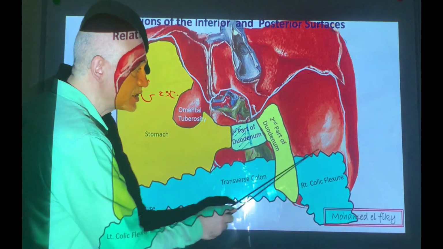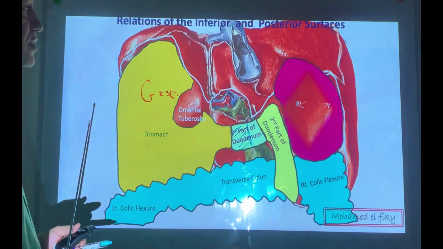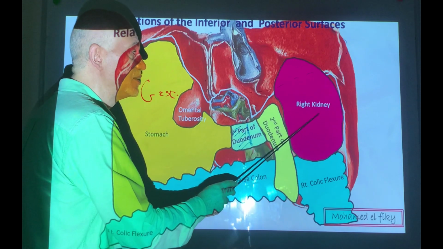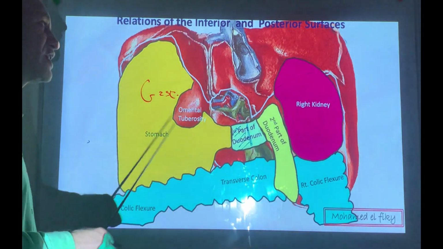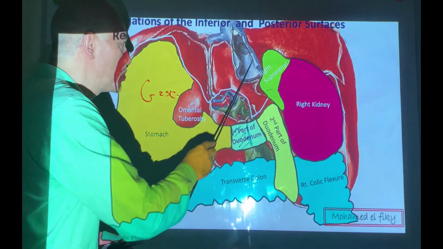The colic impression is related to this area. This area is related to the kidney, the renal impression. Above the renal impression is the suprarenal.